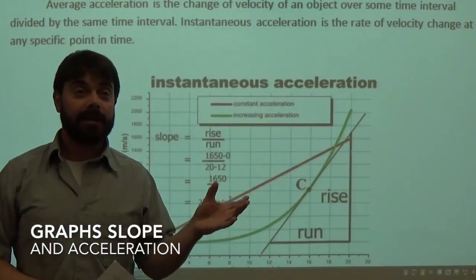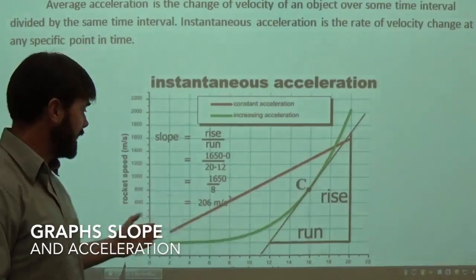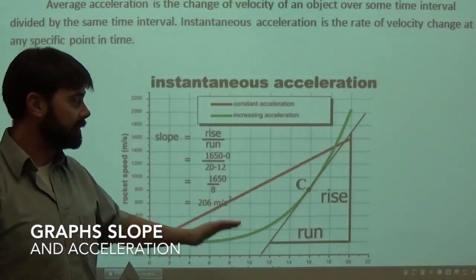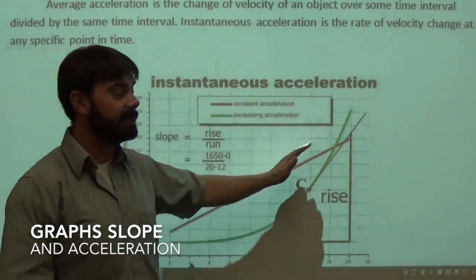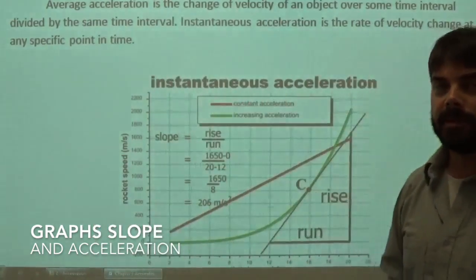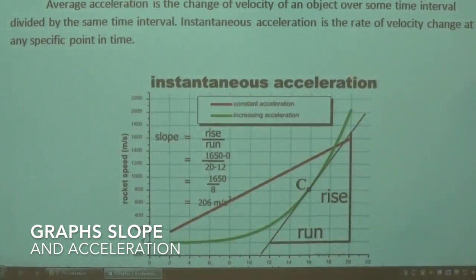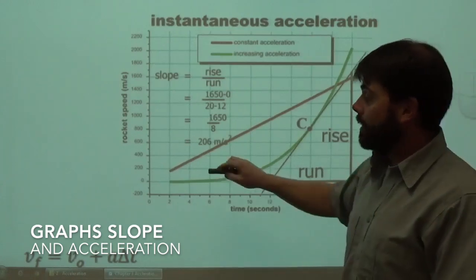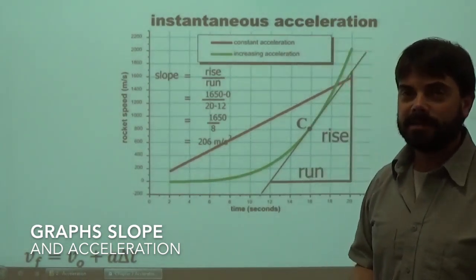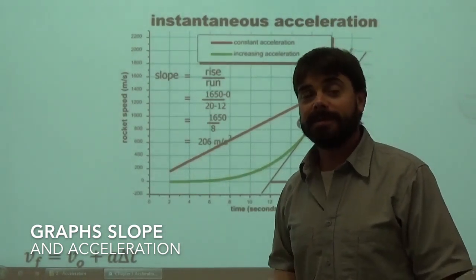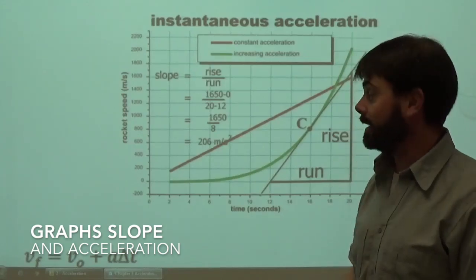So when we look at straight lines versus curved lines, again on a velocity or speed versus time graph, remember, straight lines represent constant velocities and curved lines represent changes in velocity. The line that is tangent to a curve represents the instantaneous velocity at any given point.